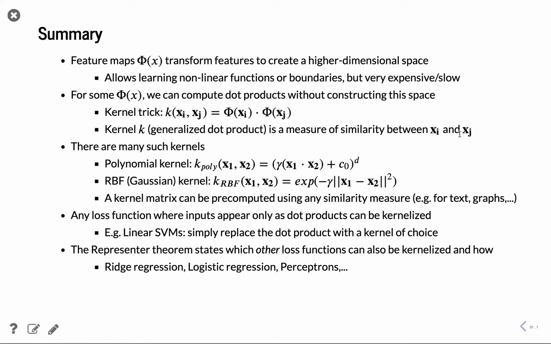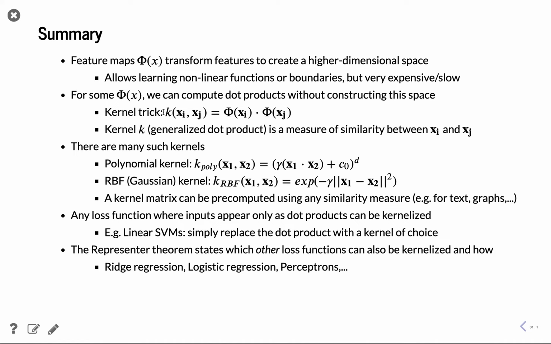Okay, that's it. So in this lecture, first of all, we saw that if we have a linear model and it does not fit our data well, we can use feature maps to map our data into a high-dimensional space, and in that high-dimensional space, we can learn a linear model that hopefully perfectly fits our data, or better fits our data. The problem is that computing these high-dimensional spaces is very expensive and slow. But for some of these feature maps, we can compute the dot product in this high-dimensional space without actually constructing this space. Right? This is called the kernel trick.